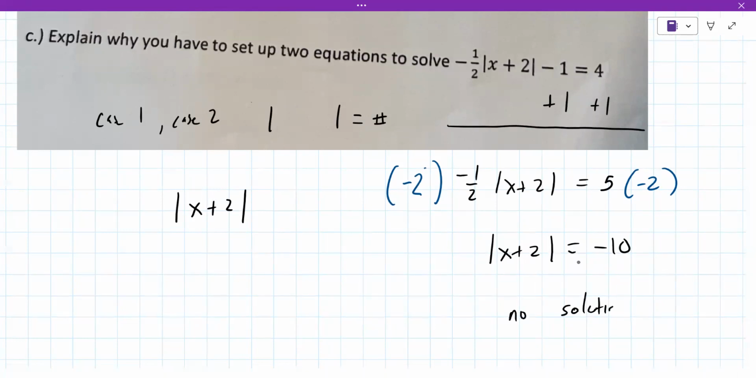Now, I don't know why it's asking you this question. Maybe it meant to say explain why you can't solve it. Oh, I really don't know. But this is a garbage question. But there is no solution. I mean, you can do exactly what we did earlier, which is set up 2 equations, solve them, and get an answer, and they will both not work.